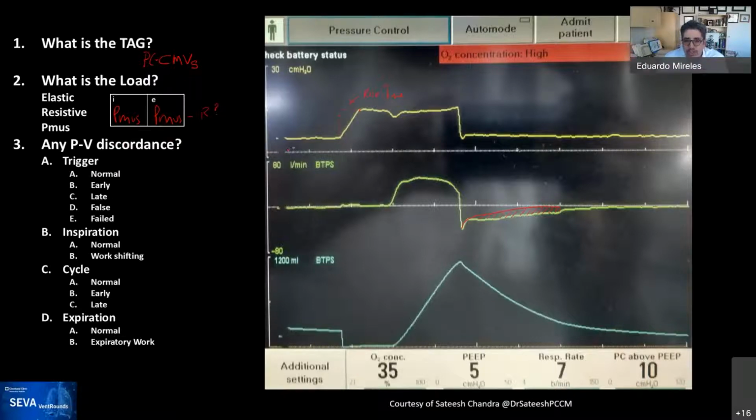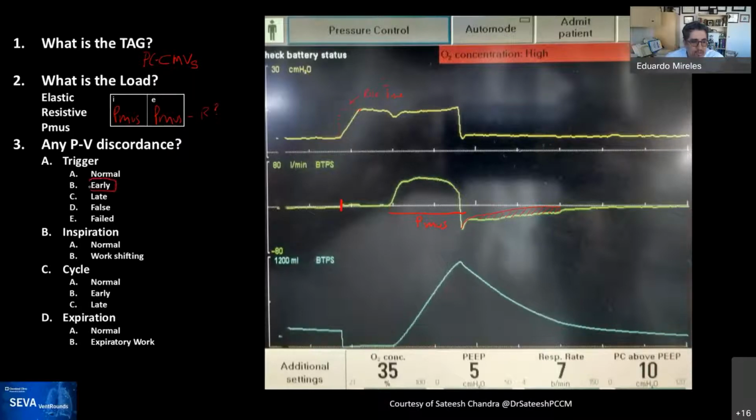There's only one single breath here that I can see evidence of, and it's this evidence of this patient effort right here. So from here to here, there's evidence of PMUS. And then the ventilator triggers all the way over here. So because the reference is the patient, the ventilator triggered earlier than the patient. And so just by definition, this would be an early trigger.